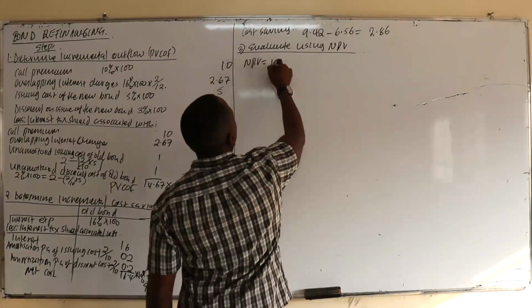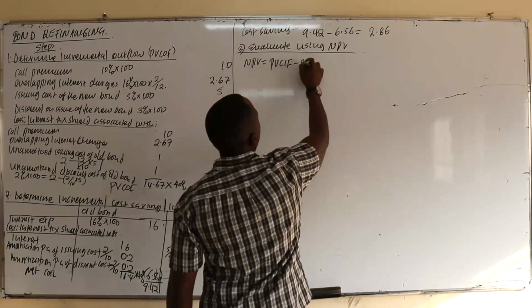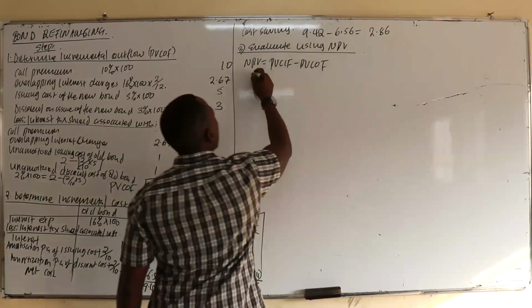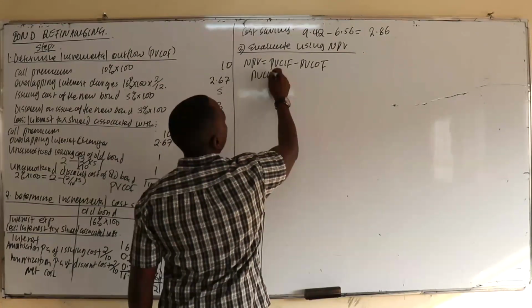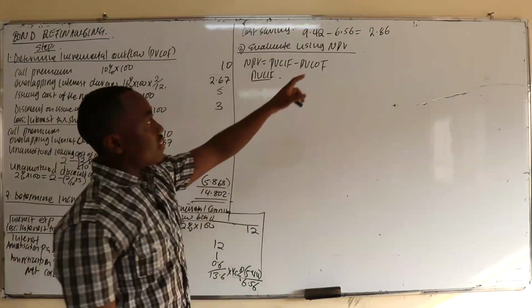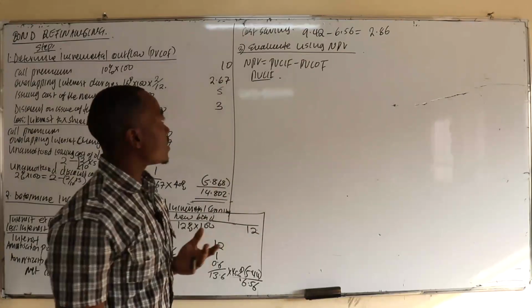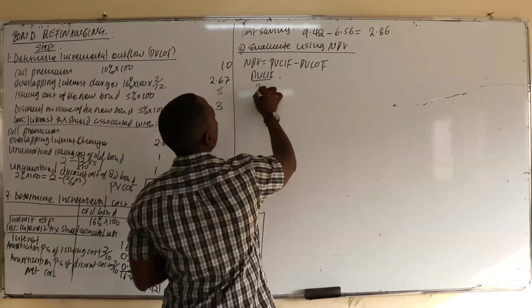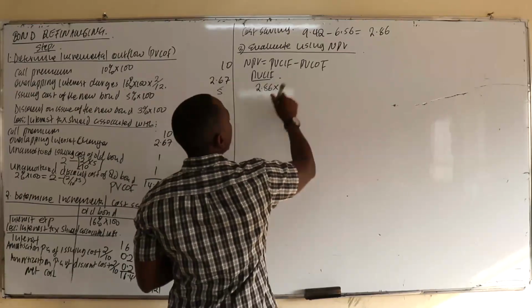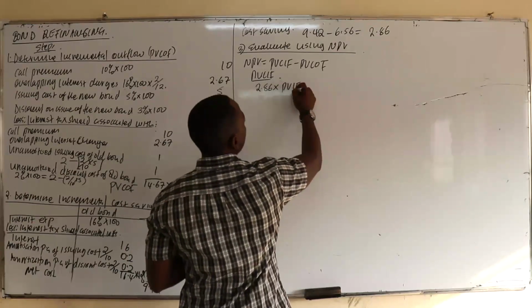It is the present value of cash inflow. You raise present value of cash inflow. In this case, the cost savings will reflect to incremental earnings. So you'll take 2.86. You rediscount using the present value interest factor of an annuity.